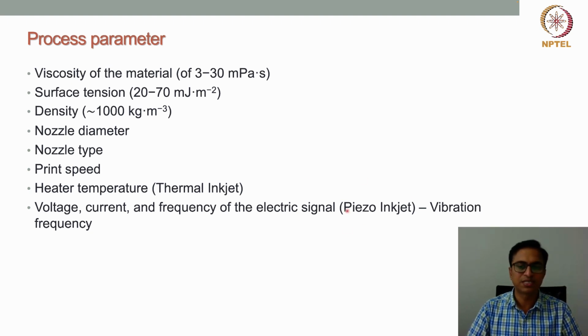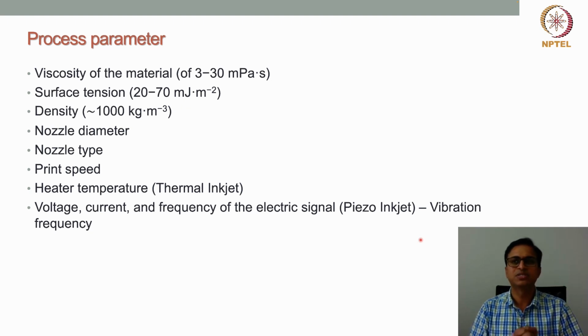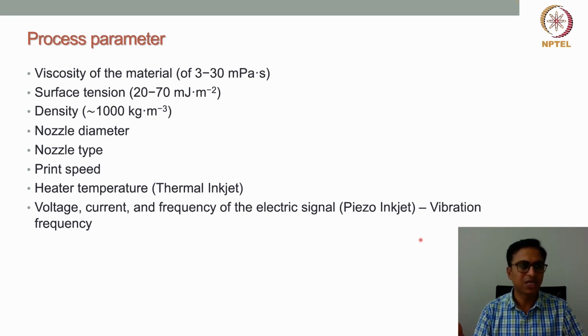Similarly, for piezo inkjet bioprinting, the signal for generating droplets, like the voltage, current and frequency of the electric signal, is very important. In other words, the vibrational frequency of the piezo material is very important, because it has been observed that if the vibration frequency is very high, in the range of, suppose, 15 to 25 kilohertz, then it is detrimental for cells. Below that it is fine. So that is what we have to control: the frequency of this vibration. These are the process parameters.